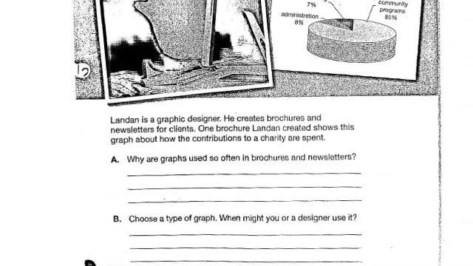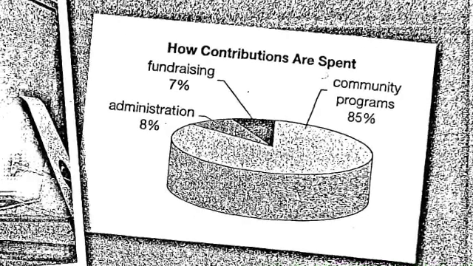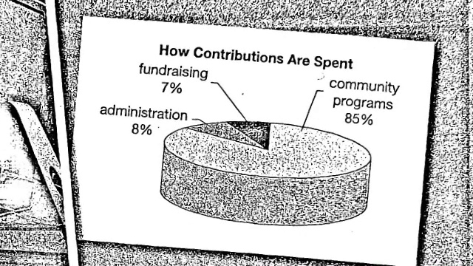So here it says Landon is a graphic designer and he creates brochures and newsletters for clients. One brochure Landon created shows this graph about how the contributions to a charity are spent. So here's the graph. This is what it looks like. You should have the same thing on your page. So this portion of this circle graph or pie graph is that community programs make up about 85%. Administration is 8%. And fundraising is 7%. And this is how the contributions are spent. Now remember, this total has to be out of 100.